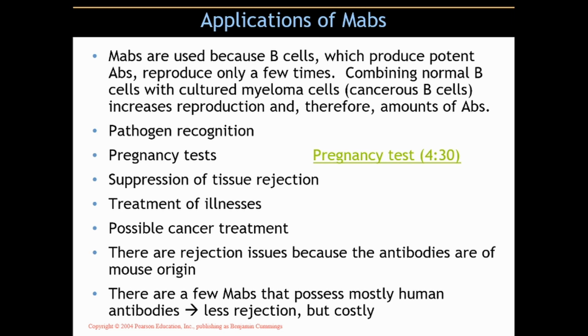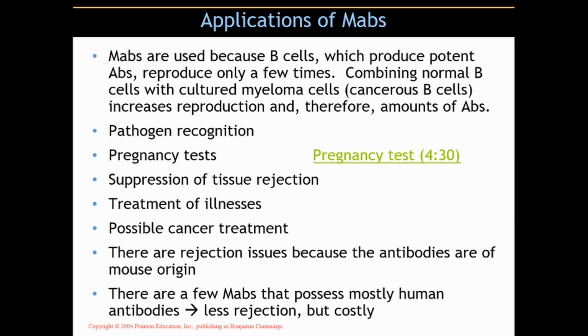Treatment of illnesses. Possible cancer treatment, because we're using the hybridomas or the myeloma cells combining together with normal plasma cells. There are rejection issues because the antibodies are of mouse origin, and so some people will reject them because of the difference between, obviously, humans and mice. And there are a few MABs that possess mostly human antibodies, less rejection issues, but they're very costly because you're getting these antibodies from people, from humans, and so this is going to be a little more costly than getting them from mice.